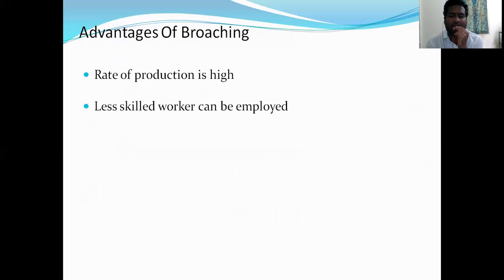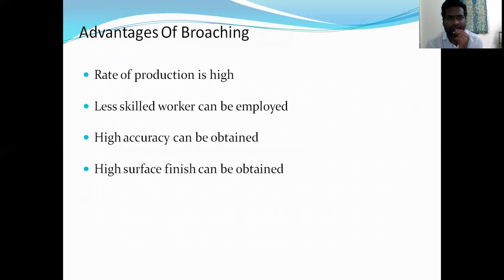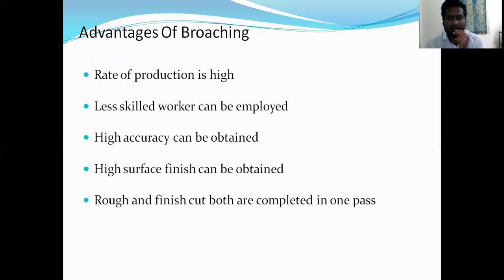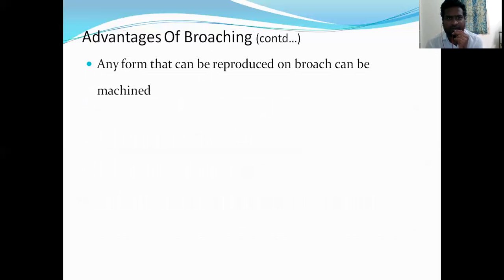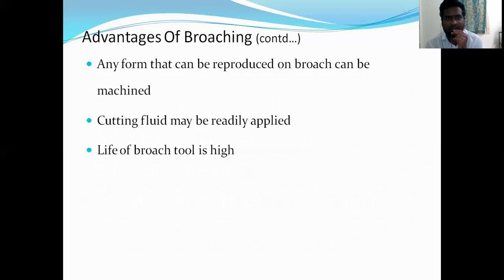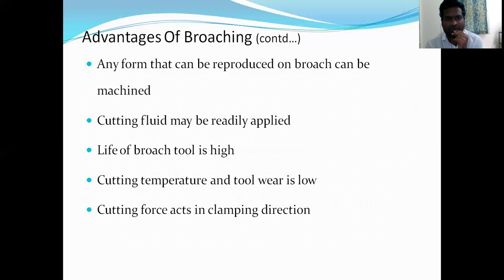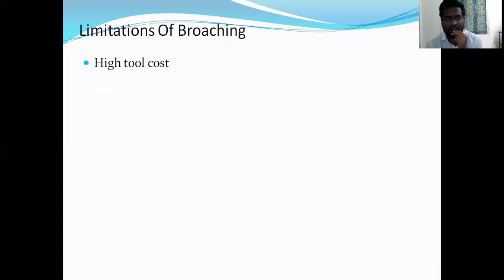So advantages of broaching: the rate of production is high, less skilled workers can be employed, high accuracy can be obtained, high surface finish can be obtained, and rough and finish cuts are both completed in one pass. Both internal and external surfaces can be machined. Any form that can be reproduced on the broach can be machined. Cutting fluid may be readily applied. Life of broach tool is high. Cutting temperature and tool wear are very low. Cutting force acts in the clamping direction. The process can be semi or fully automated.